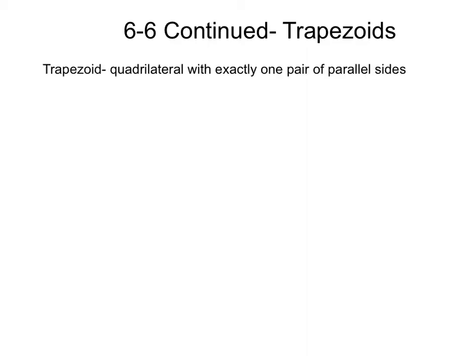In the first part of 6-6, we talked about kites. Now we're going to talk about trapezoids. So what exactly is a trapezoid? A trapezoid is a quadrilateral with exactly one pair of parallel sides.